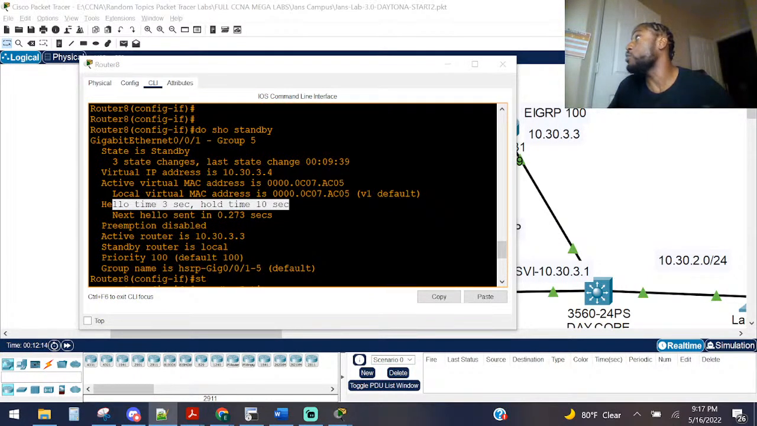Step 3, do not use default priority values on either HSRP peer. What's the default priority value? Does anybody know what is the default priority value for HSRP?